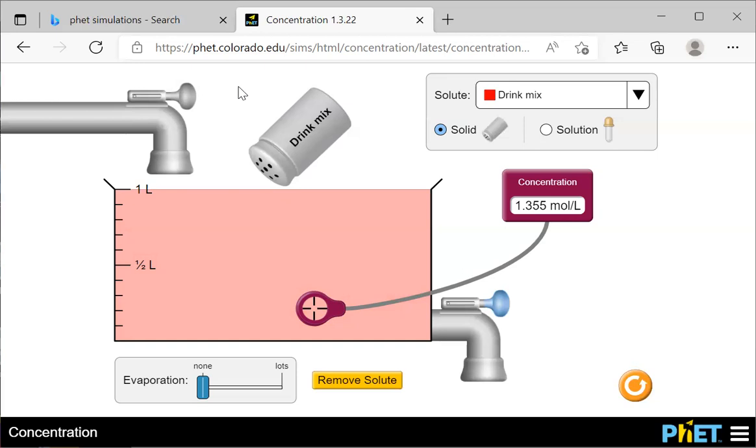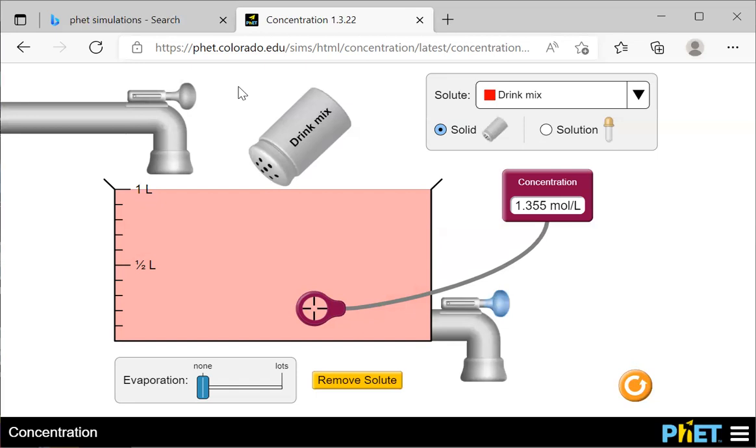So the concentration decreased. On letter G, it says remove water to the original volume of half, quote unquote, using the evaporation slide bar. The evaporation rate depends on how far you slide the bar. Then you need to answer the questions. What happens to the concentration when the amount of water is decreased to its original volume? And then we're going to explain why this happens.